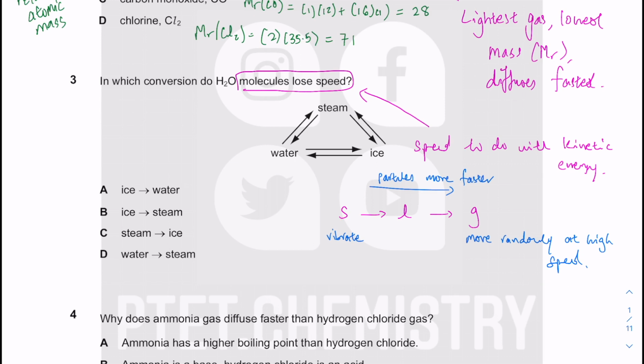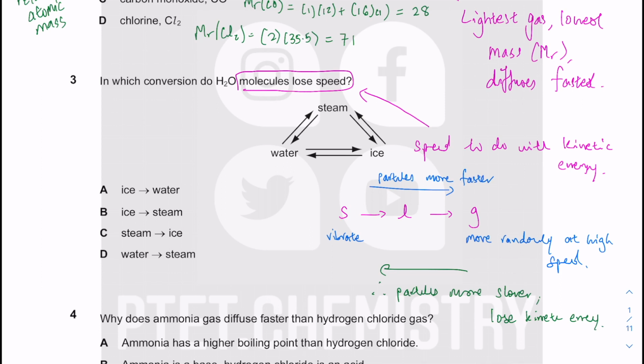So when we talk about losing speed, it has to be the other way. Maybe I use a different color, then it makes more sense. Therefore, particles move slower going the other way. Whether you go from gas to solid, gas to liquid, or liquid to solid, they all lose speed here. They all lose kinetic energy.